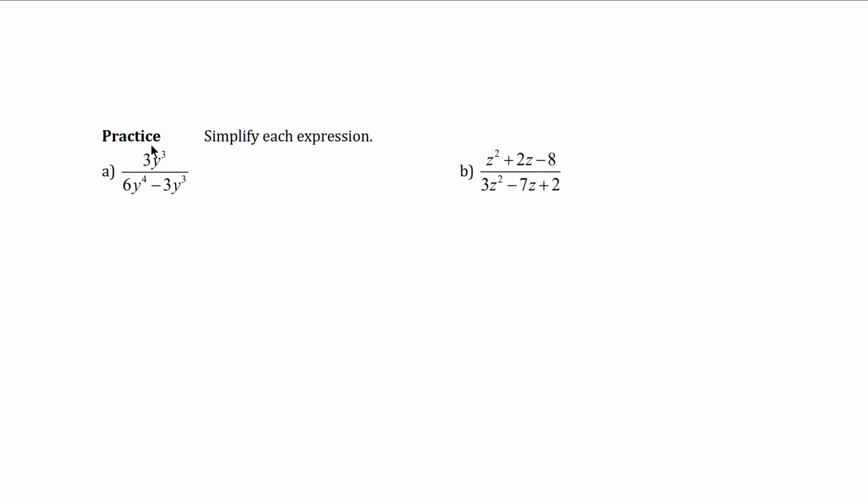Next, we have a practice problem. Simplify each expression. For part A, we have 3y cubed divided by 6y to the 4th power minus 3y cubed. For part B, we have z squared plus 2z minus 8 divided by 3z squared minus 7z plus 2. Go ahead and pause the video, simplify each expression, and then check back with the video to see the solutions.